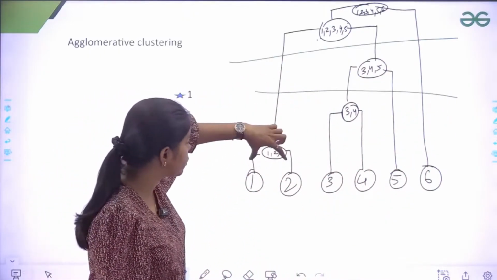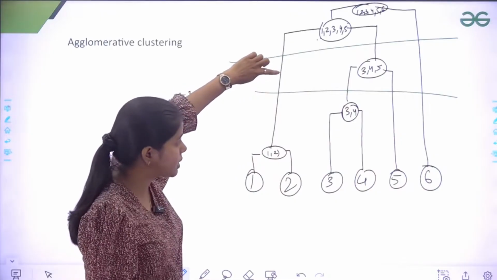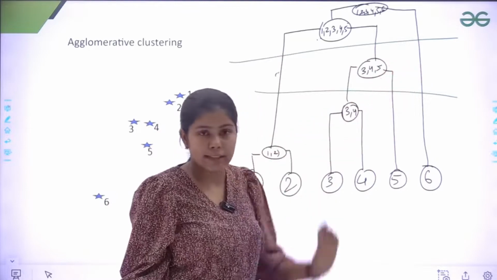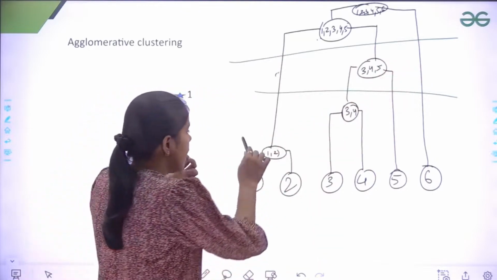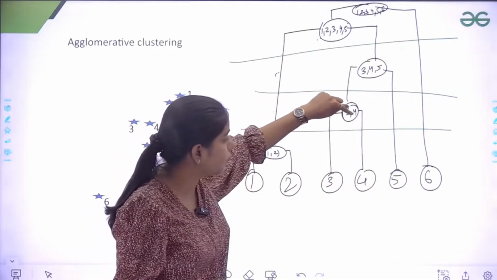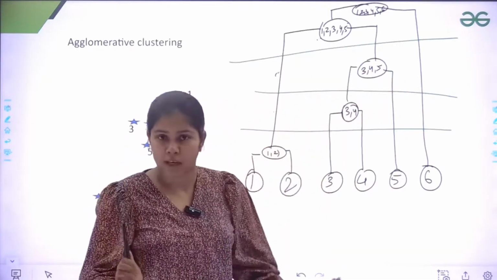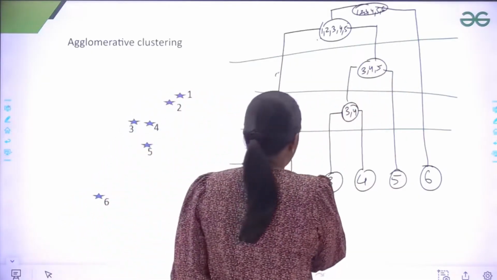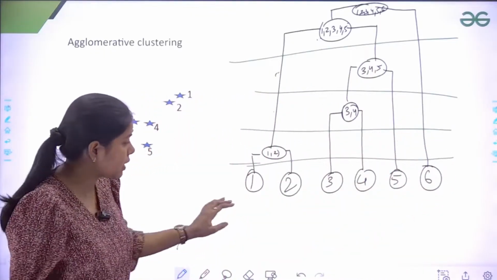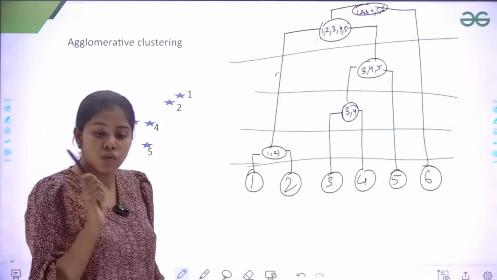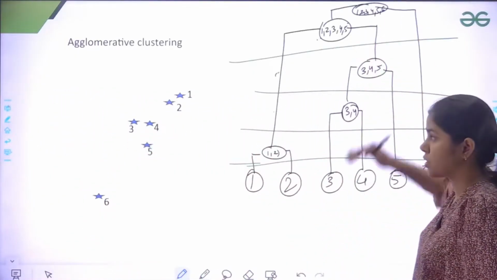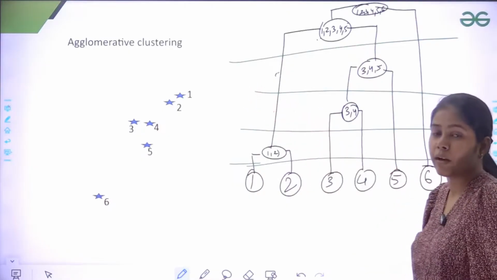What are the three clusters? You can see that on this line we have 1 2, then 3 4 5, and then 6. That means we have three clusters. And if I divide it here, we have 1 2 3 4 5 and 6. That means we have four clusters. If I divide it here, 1 2 3 4 5 6, that means we have five clusters, otherwise we have six clusters. So you can see that we can get any number of clusters using agglomerative clustering, right?